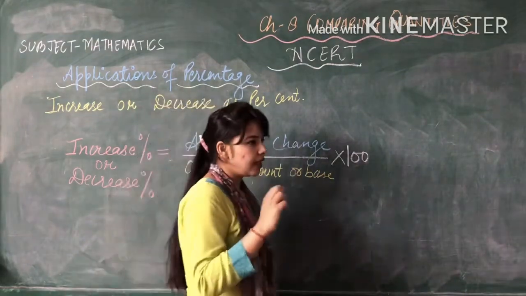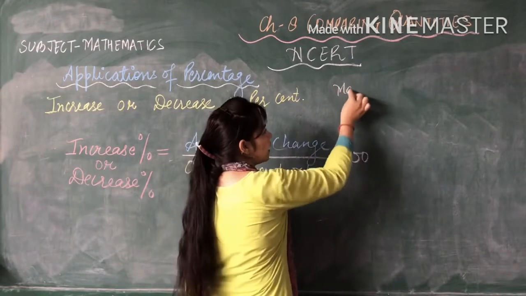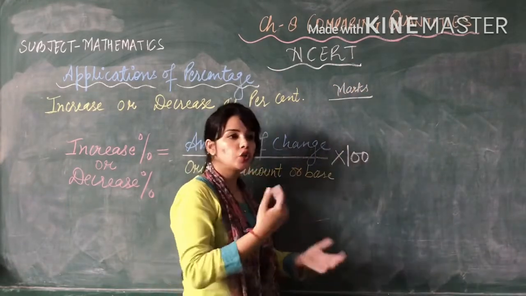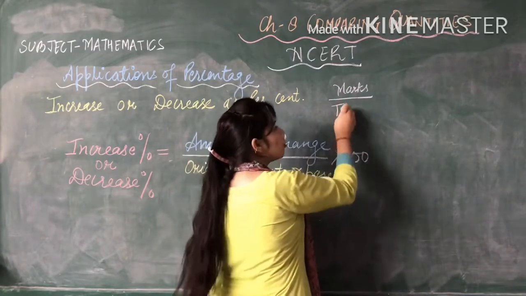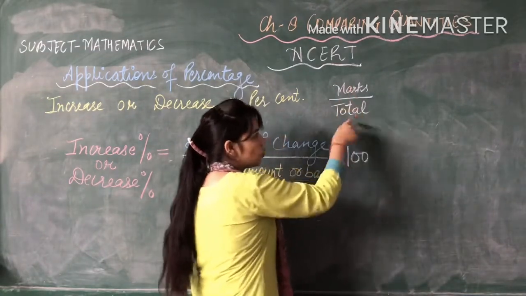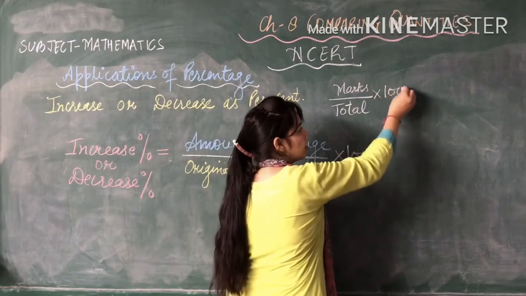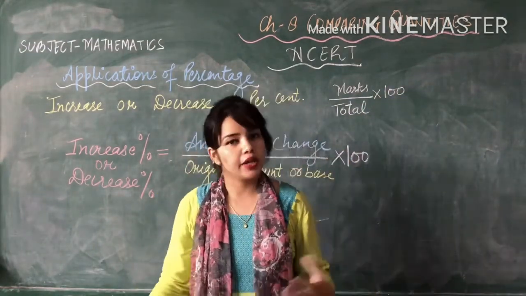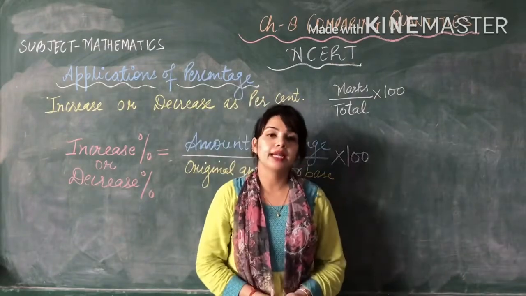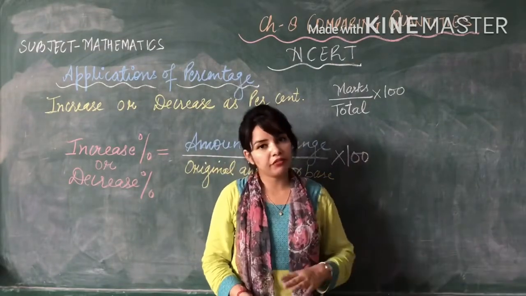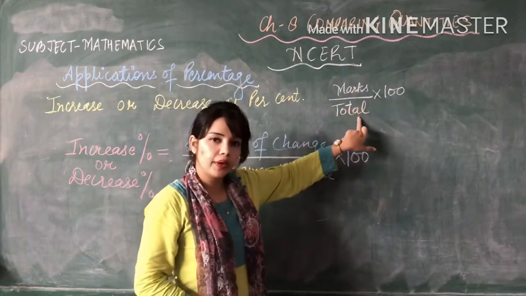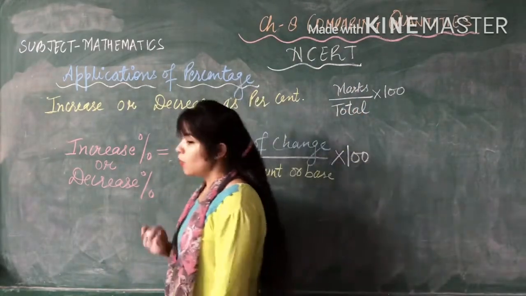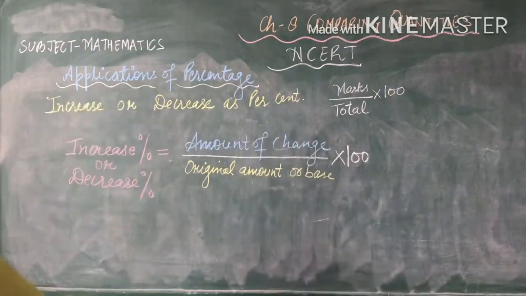To calculate that, you just write down the marks you have obtained upon the total, what it was out of, into 100. This is how you can calculate your marks in any subject. Suppose you are getting 16 marks out of 25, so you write 16 upon 25 into 100 to calculate your percentage. Now, percentage has a lot of applications.